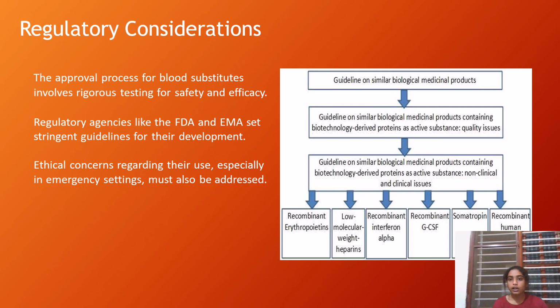The considerations also include the guideline on similar biological medicinal products containing biotechnology-derived proteins as active substances: quality issues, non-clinical and clinical issues. Examples include recombinant erythropoietins, low molecular weight heparins, recombinant interferon alpha, recombinant G-CSF, somatropin, and recombinant human insulin.